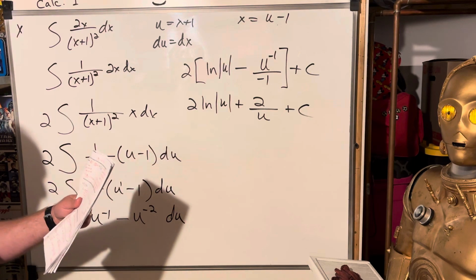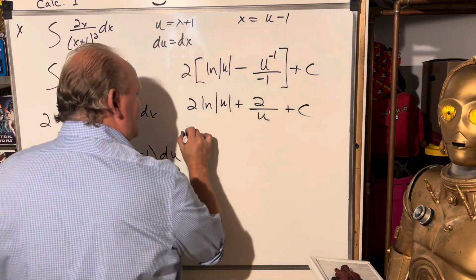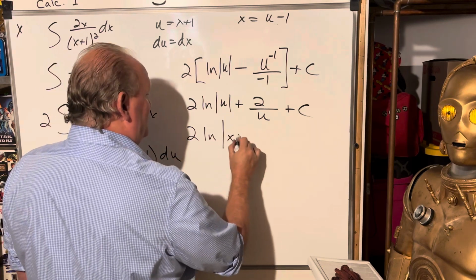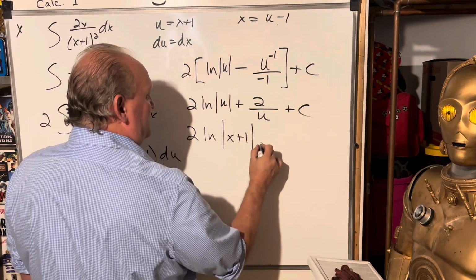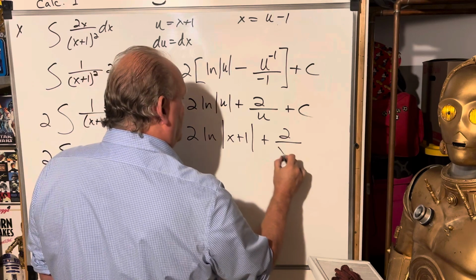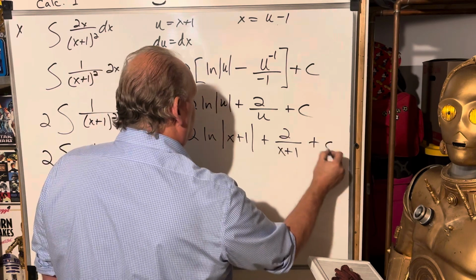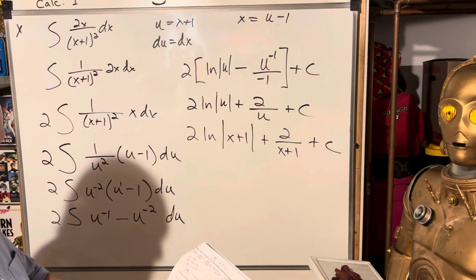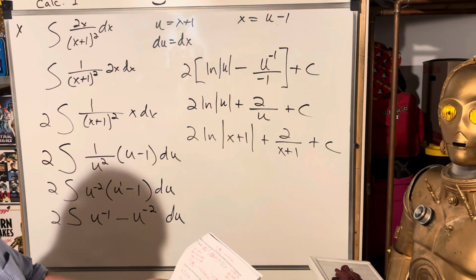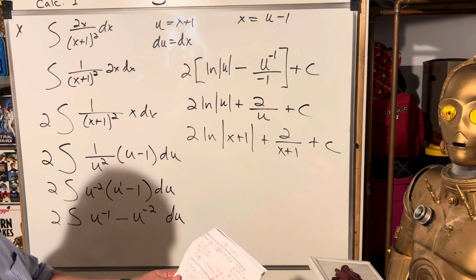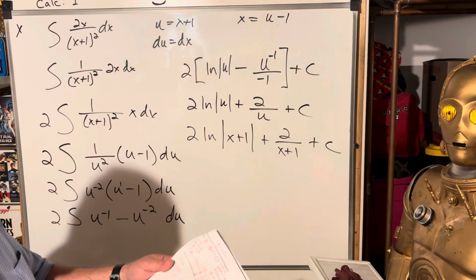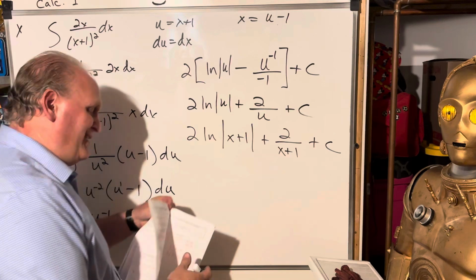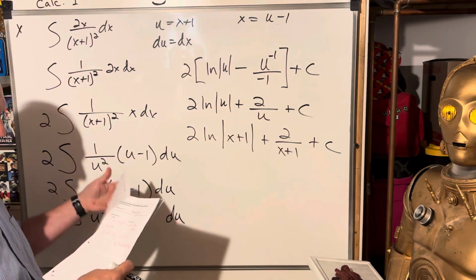And now let's put in our x's, and then we'll be done. So 2 ln of the absolute value of x plus 1, plus 2 over x plus 1, plus c. And that should be my answer. 2 ln x plus 1 plus 2 over x plus 1 plus c. All right, that is lovely. Oh, and you could pull that 2 up as a power if you wanted to. Not gonna, but you could.